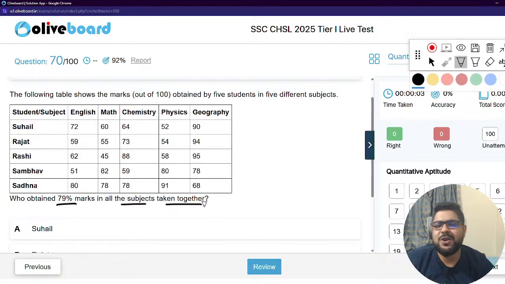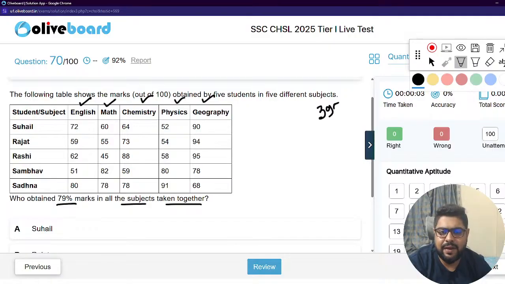Sir, do not worry. 79 marks, if someone has scored that in all these subjects: 1, 2, 3, 4, 5. Total how much has he scored? 85, sir. For 400 minus 5, that is 395. That means this person has scored 395.